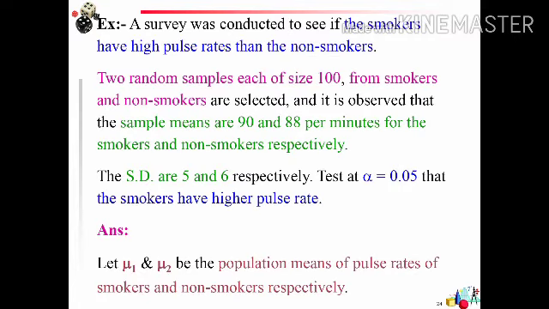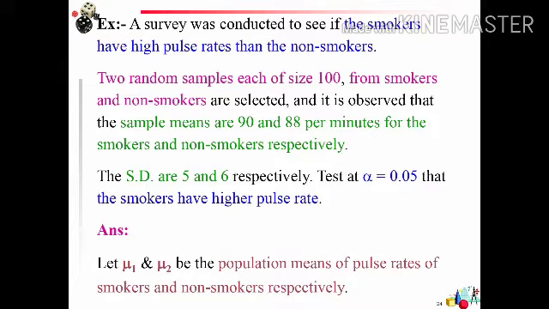For example, a survey was conducted to see if smokers have a higher pulse rate than non-smokers. Two random samples, each of size 100, from smokers and non-smokers are selected, and it is observed that the sample means are 90 and 88 per minute for the smokers and non-smokers respectively. The standard deviations are 5 and 6 respectively. Test at alpha equal to 0.05 whether the smokers have a higher pulse rate.